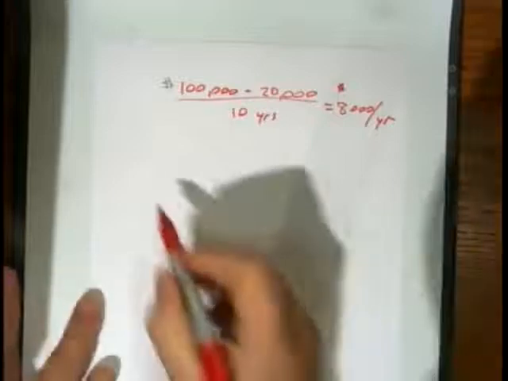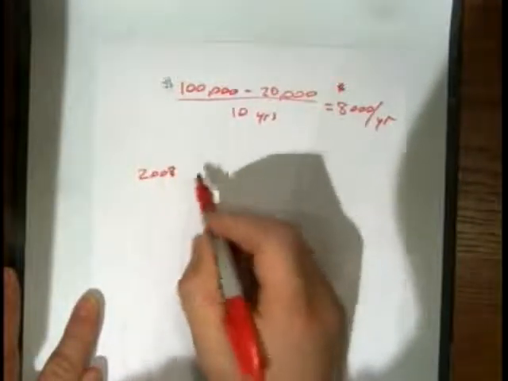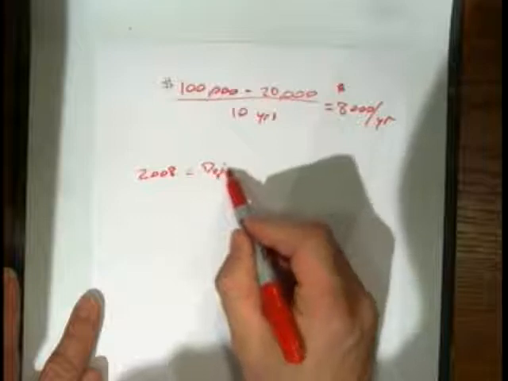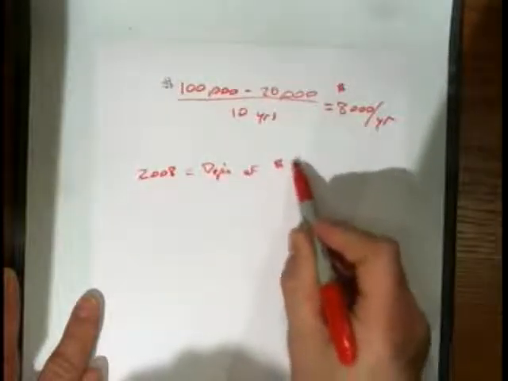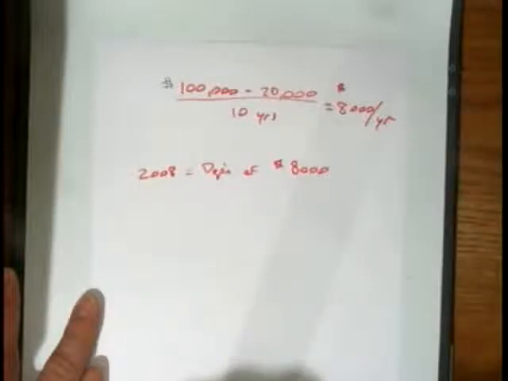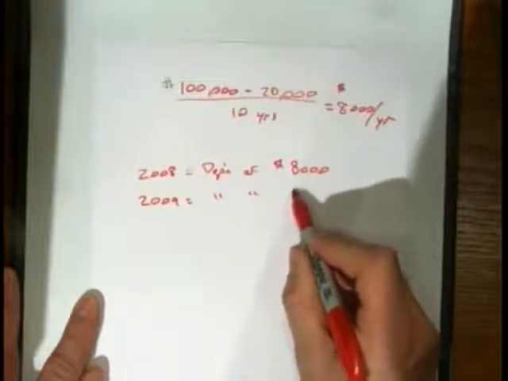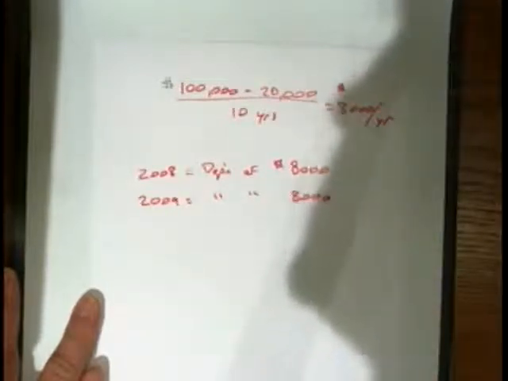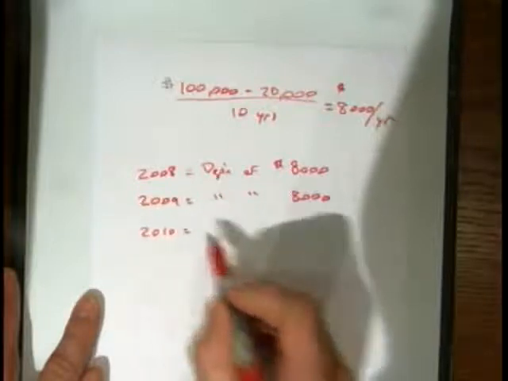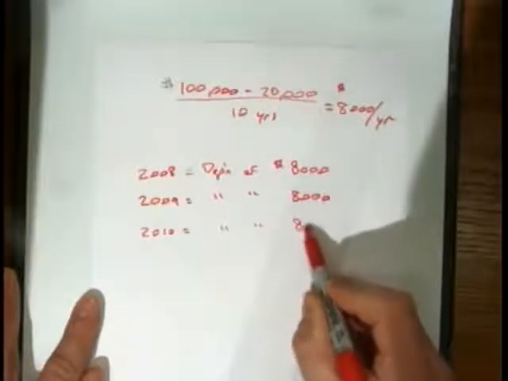Okay. So we bought this asset on January 1 of 2008. So we had it for a full year that first year. We don't have to do a partial year deal, right? So in 2008, we had depreciation of $8,000, correct? And in 2009, we also had depreciation of $8,000, correct? And in 2010, we had depreciation of $8,000. Are you with me? Okay.